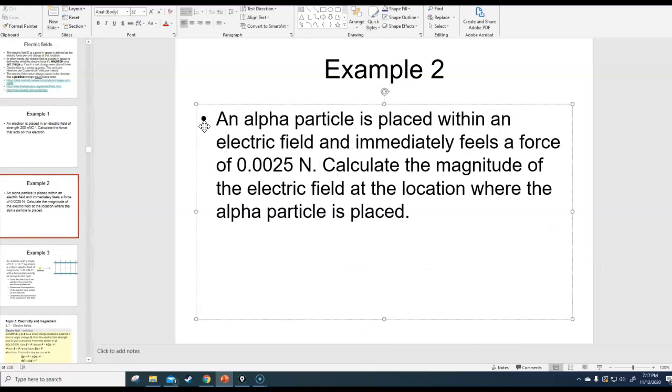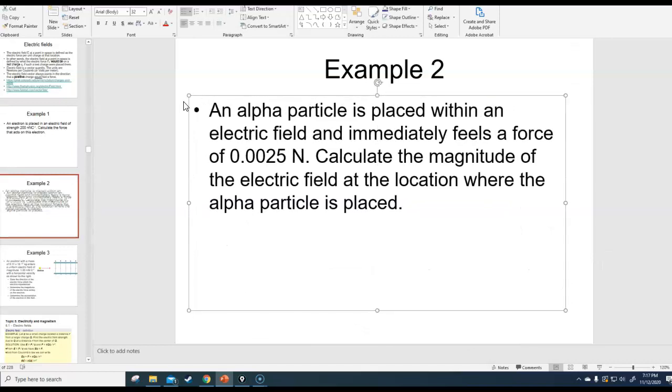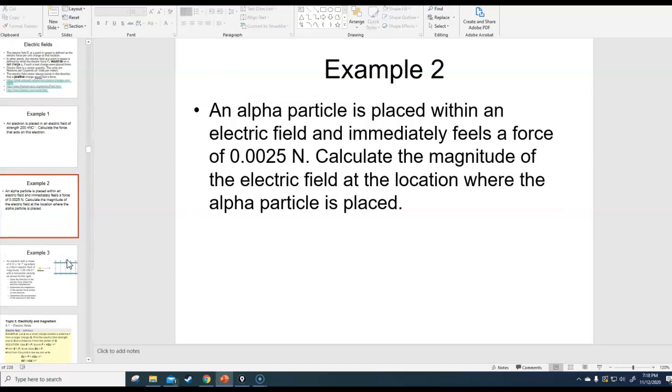Okay, example 2. An alpha particle is placed within an electrical field and immediately feels a force of 0.0025 newtons. Calculate the magnitude of the electric field at the location where the alpha particle is placed. Okay, now, number one, if we want to find the electric field, that is defined as the electrical force per unit charge at every point in space.